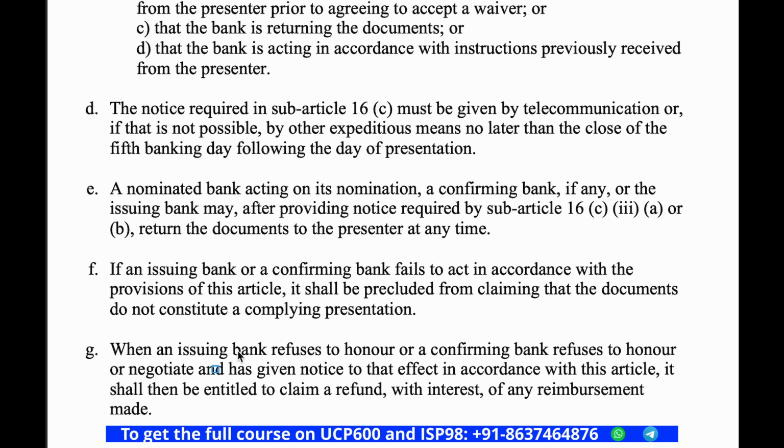The next one is when an issuing bank refuses to honor or a confirming bank refuses to honor or negotiate and has given notice to that effect in accordance with this article, it shall then be entitled to claim a refund with interest of any reimbursement already made. So this happens when any of these banks made an advance reimbursement under a red clause LC or green clause LC. These are some types of LCs where the beneficiary can get an advance based on the issued LC for procuring raw material for production or even to pay rent for a warehouse. While giving such advances, the bank will usually execute a recourse agreement with the beneficiary so that it can get a refund of the same if it acted according to Article 16 in case discrepant documents are submitted, right?